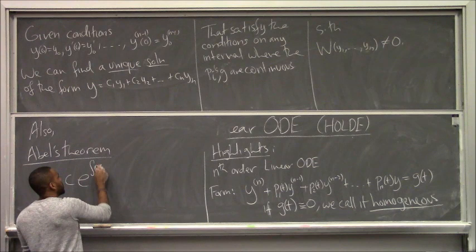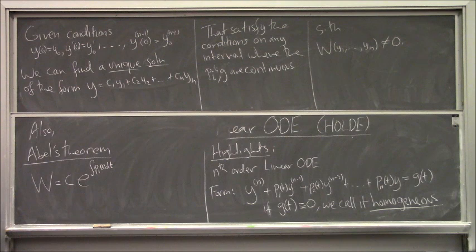Is it negative p1? Yes, it was negative. Because you'd actually do the same thing we did. You'd set it up, and it would look like W prime plus p1 W equals 0. And you get that, so that would be the form of the Wronskian.